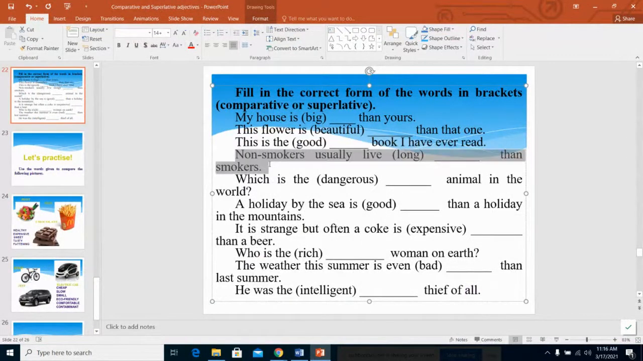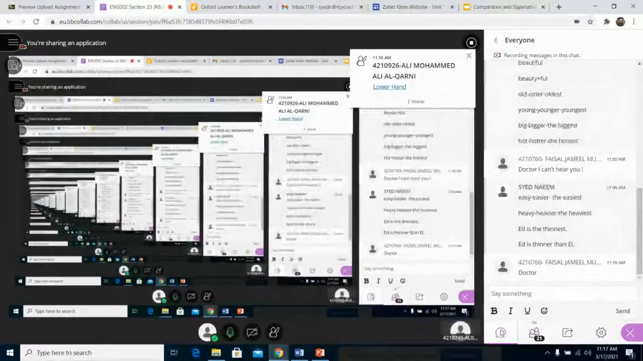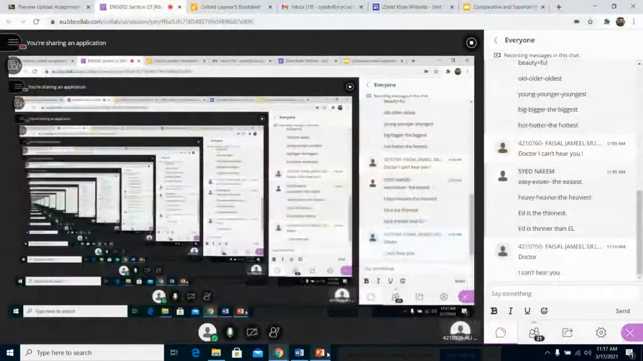Okay, another one. Non-smokers usually live long than smoker. Make a comparative sentence. Yes, Ali. Longer. Can you make a full sentence? Non-smokers usually live longer than smokers. Very good. Excellent, Ali. I'm happy to see you.